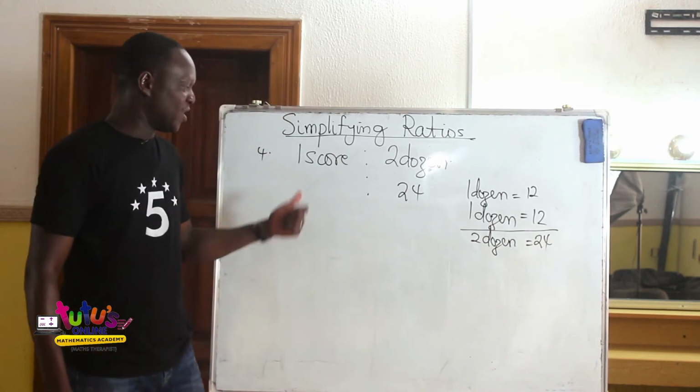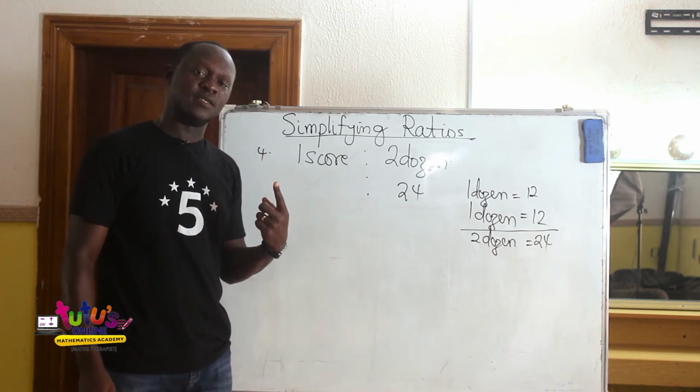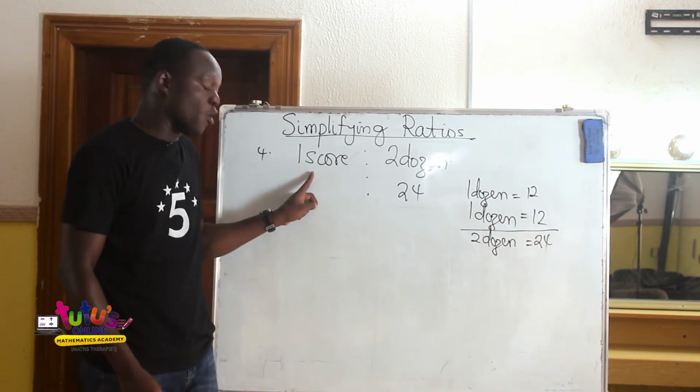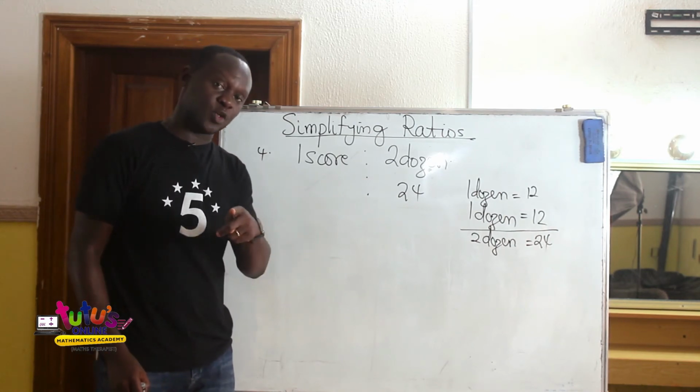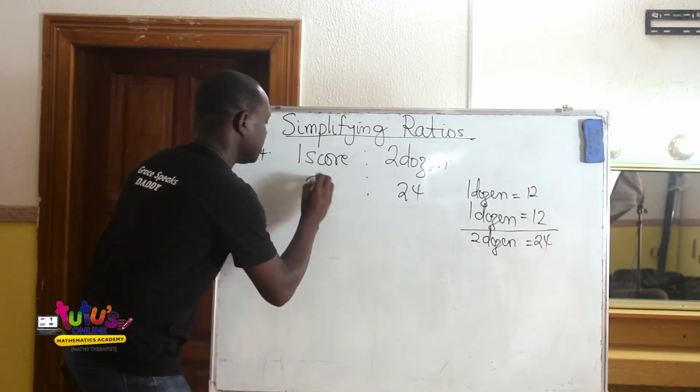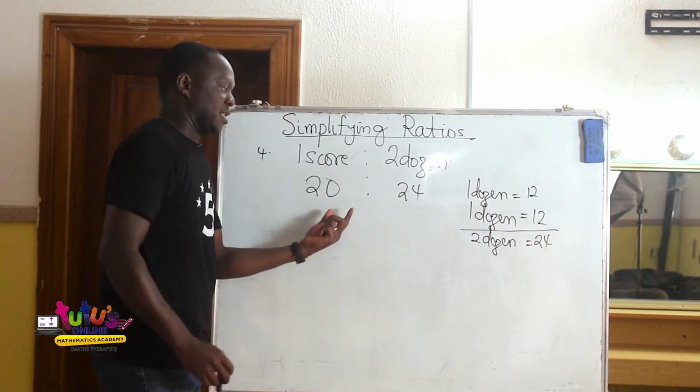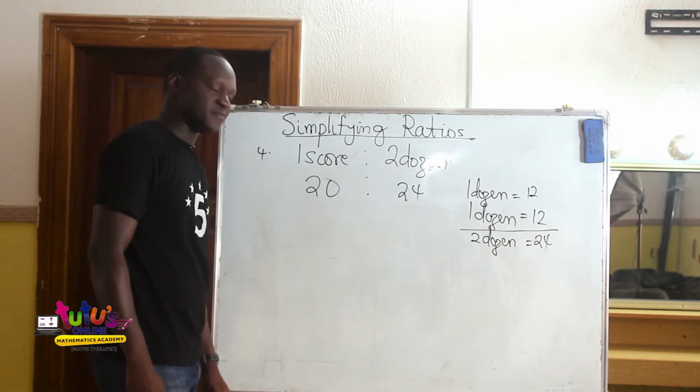A score is 20. So replace 1 score with 20. 2 scores gives us what? 40. Now they are in the same units.